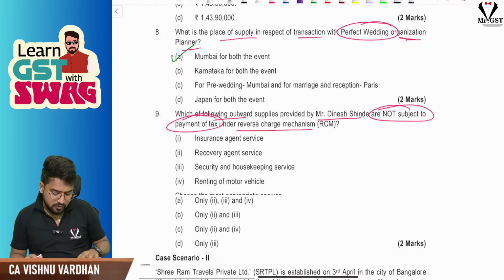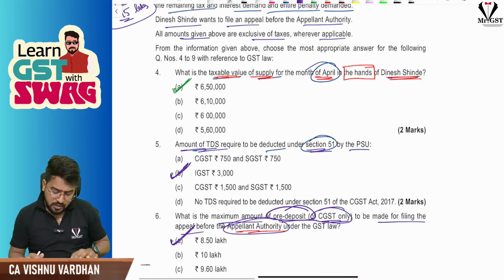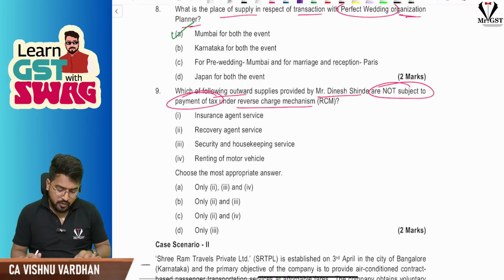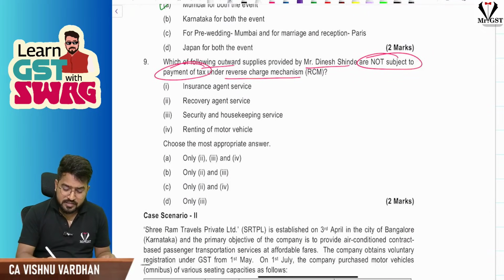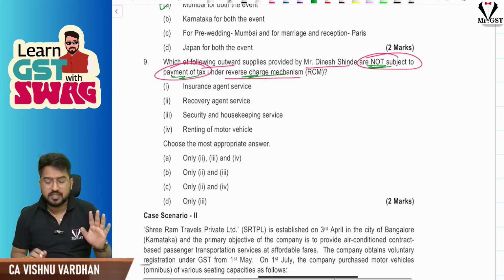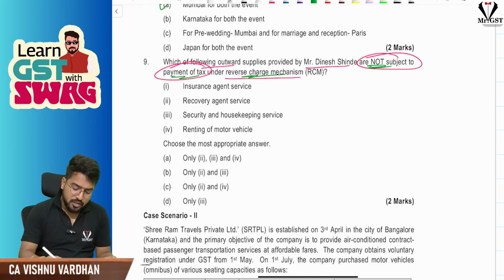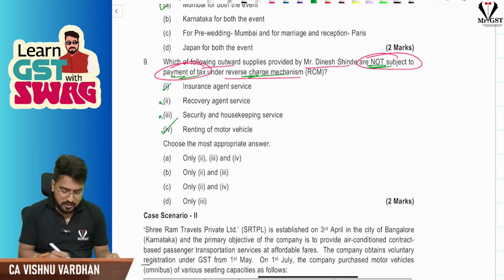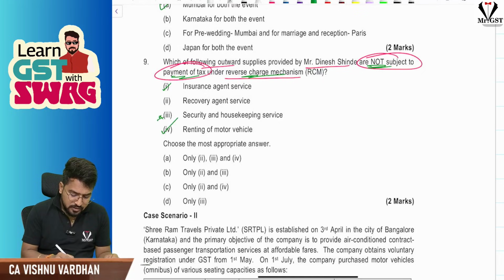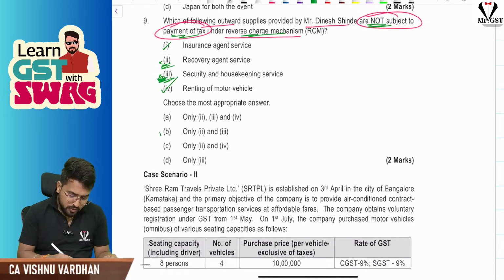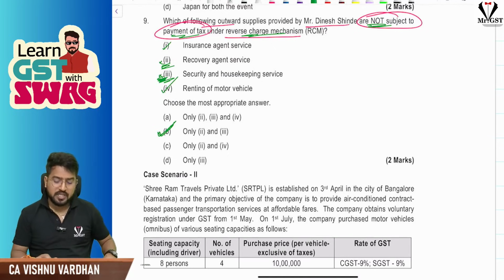Okay, it is regarding trader of goods. That means every wording what they are giving in the question is going to play a crucial role. Now the last one, and another point here is, sir, they are asking which are not subjected to RCM. It is not who are subjected to RCM, sir, which are not subjected to RCM. If you remember, insurance is subject to RCM, recovery agent and housekeeping services not subjected to. These are the things, correct? That means our answer is 2 and 3. So the option should be only 2 and 3. Option B. So be careful while answering these things.